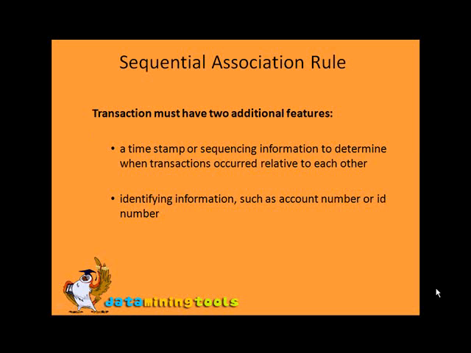Transactions must have two additional features: a timestamp or sequencing information to determine when transactions occur relative to each other, and identifying information such as an account number or ID number.